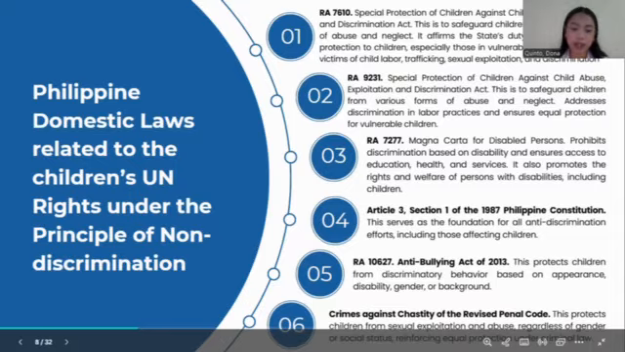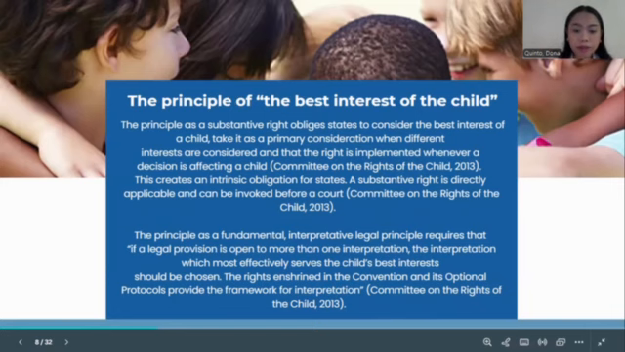gender or social status. Another principle is the best interest of the child. So the principle, as a substantive right, will obligate states to consider the best interest of a child, take it as a primary consideration when different interests are considered, and that the right is implemented whenever a decision is affecting a child. This just means that the principle of the best interest of the child requires that states prioritize the child's well-being in all decisions affecting them and interpret laws in ways that most effectively uphold their rights as outlined in the convention and its optional protocols.